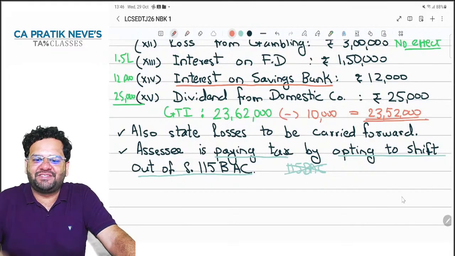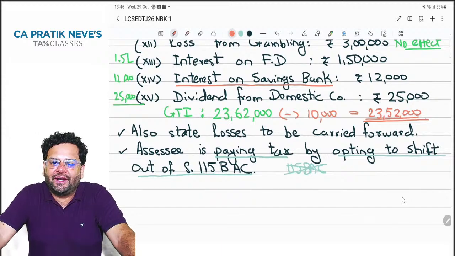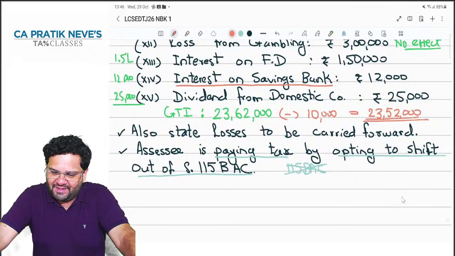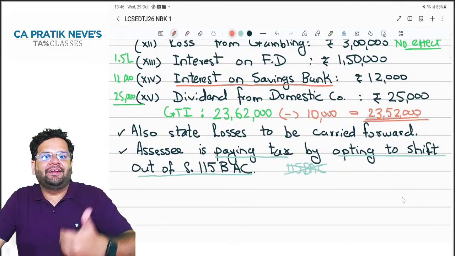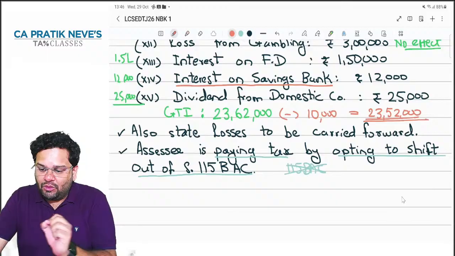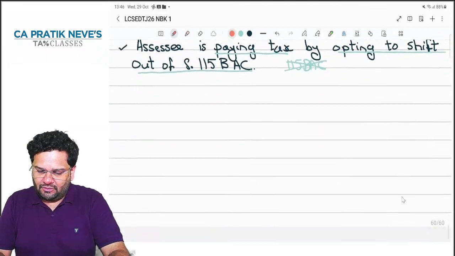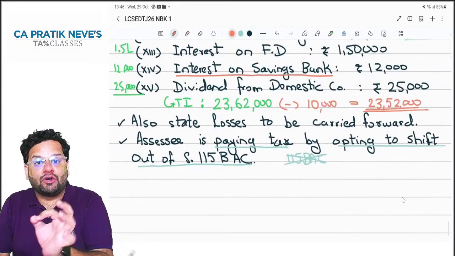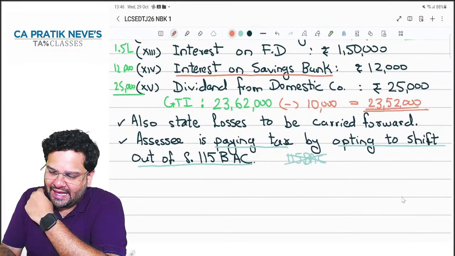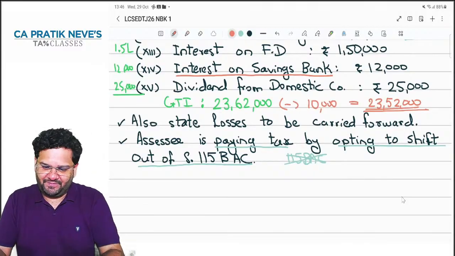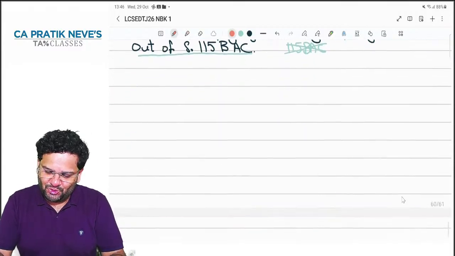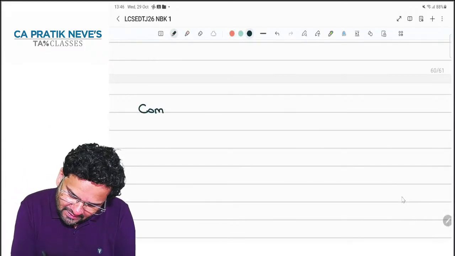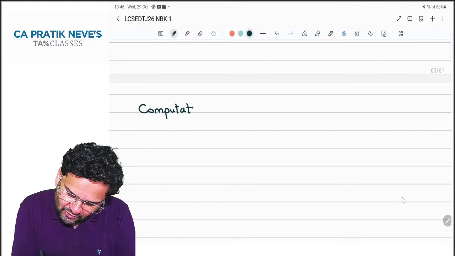Did you all understand, friends, how to go ahead with set off and carry forward of losses. May I go ahead and show the detailed working to you of calculating and getting answer formally of 23 lakh 52,000? Yes, no? So give the heading computation. Solve this along with me.